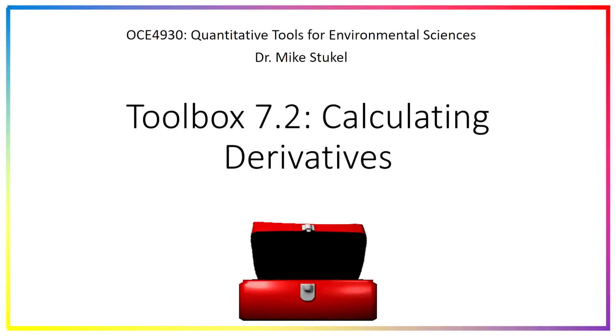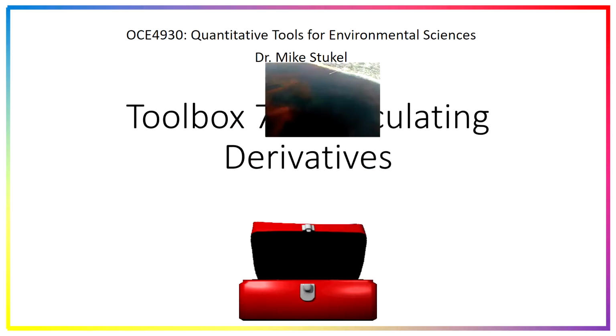Alright class, in our last toolbox, we introduced the derivative of a function, and we discussed how we can use derivatives to quantify the growth rate of an organism if we know how its population changes with time. We can also think of the derivative with respect to a moving object. If we define a function that describes the position of an object as a function of time, then the derivative of that function is the object's velocity.